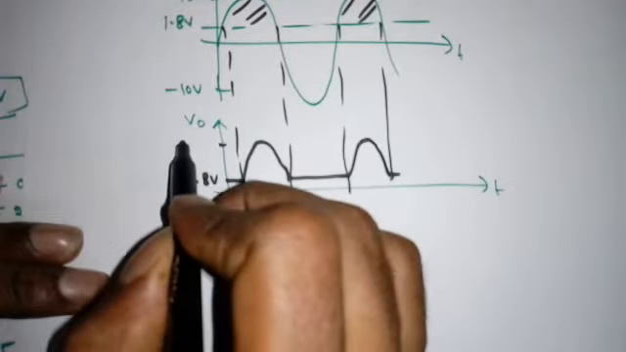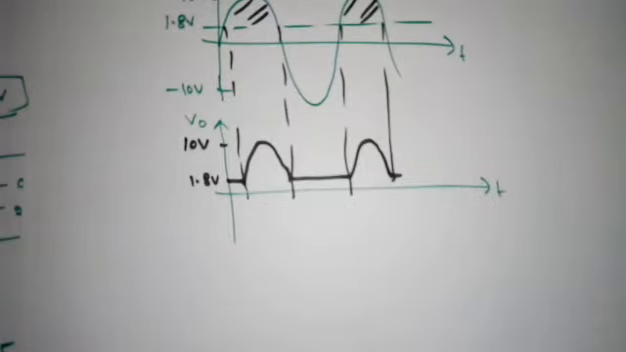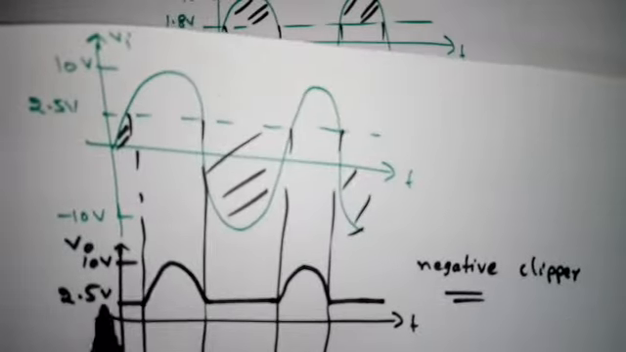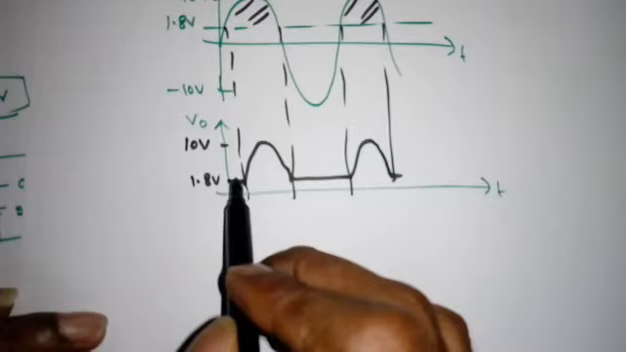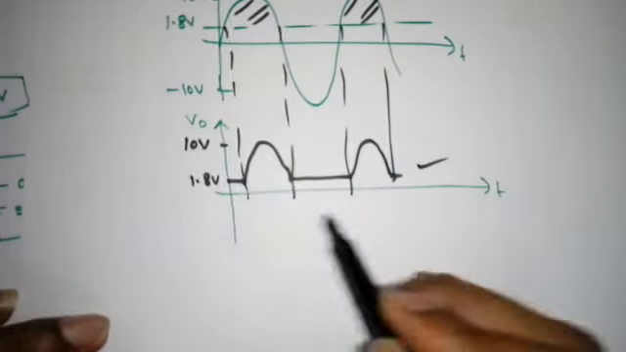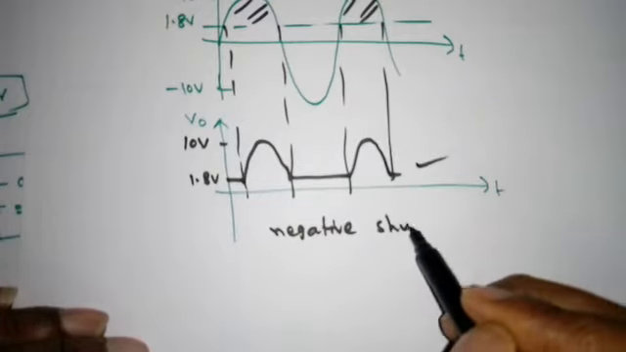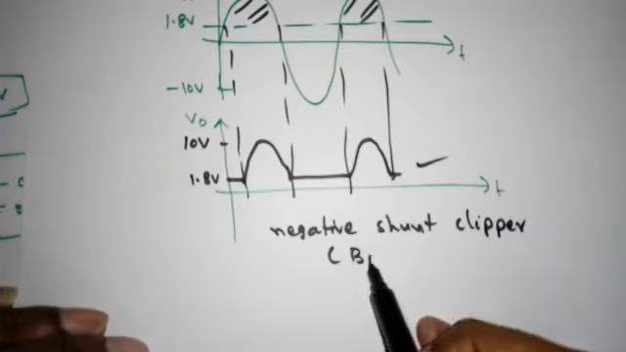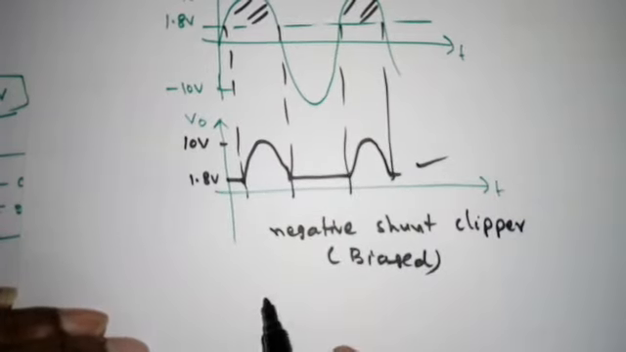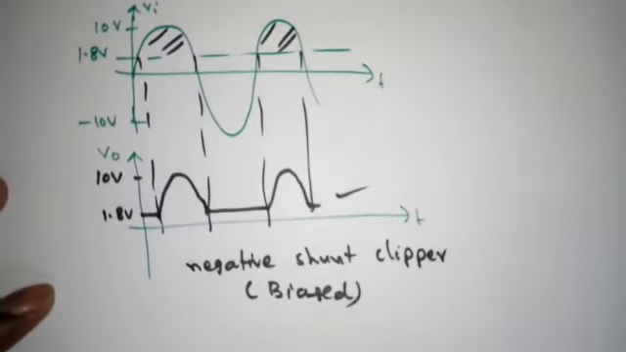So this is what? Maximum 10 volt. If you see from the ideal case and the practical case, what did we get? We got from 2.5 to 10. Now we are getting 1.8 to 10. The only difference is 0.7 volt, right? So again, what is this? Same, negative shunt clipper, and it is biased, or we can say negative shunt clipper with a positive reference voltage, right?